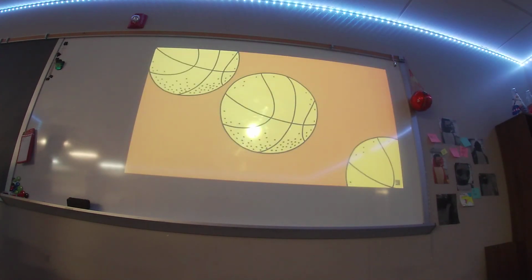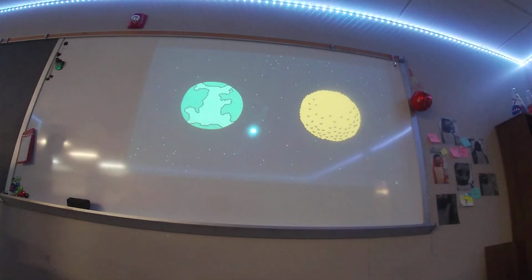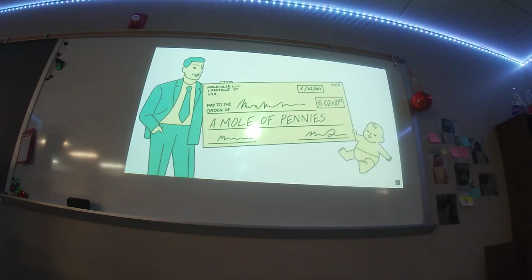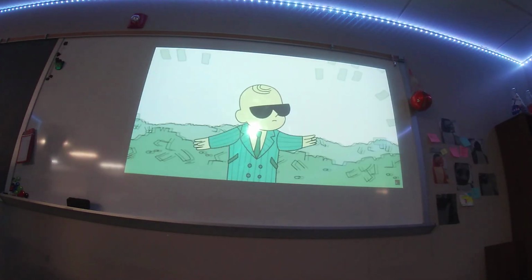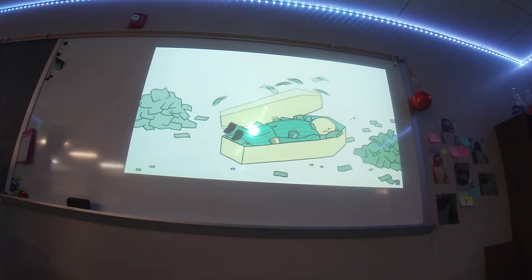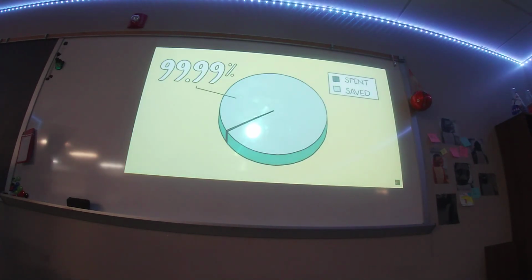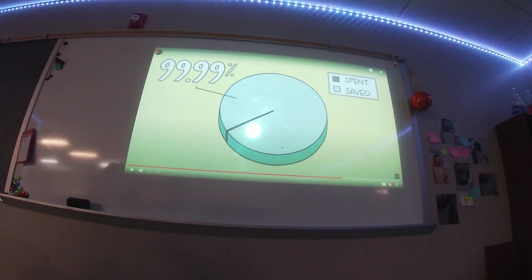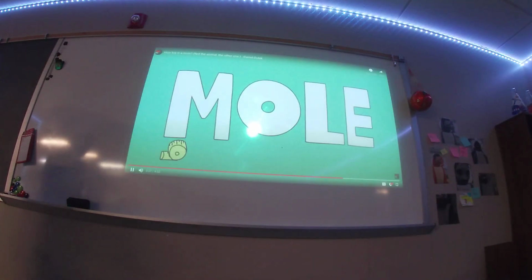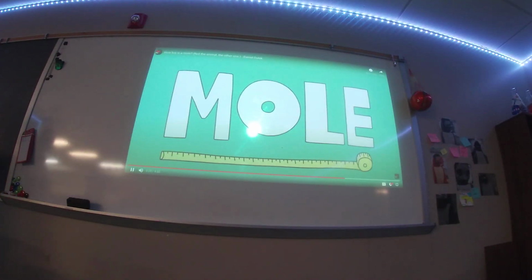If you had a mole of basketballs, you could create a new planet the size of the Earth. If you received a mole of pennies on the day you were born and spent $1 million a second until the day you died at the age of 100, you would still have more than 99.99% of your money in the bank. $1 million how often? A second. And that wasn't a mole of dollars, that was a mole of pennies. You spend $1 million every second for 100 years and you don't even spend 1% of your money. It's a lot. Okay, now we sort of have an idea how large the mole is.